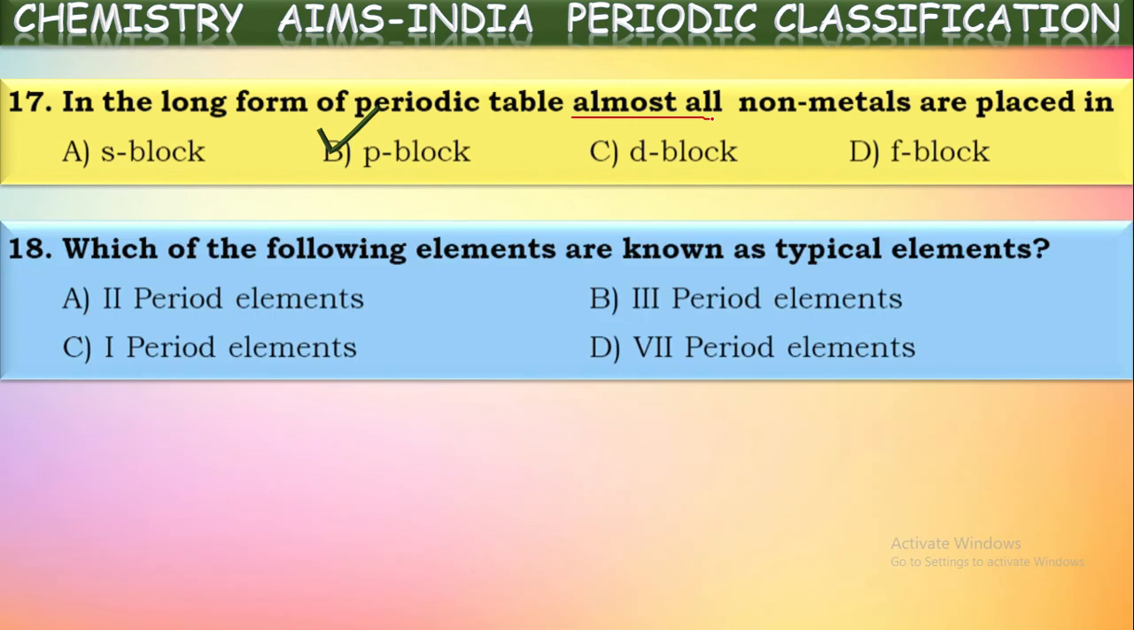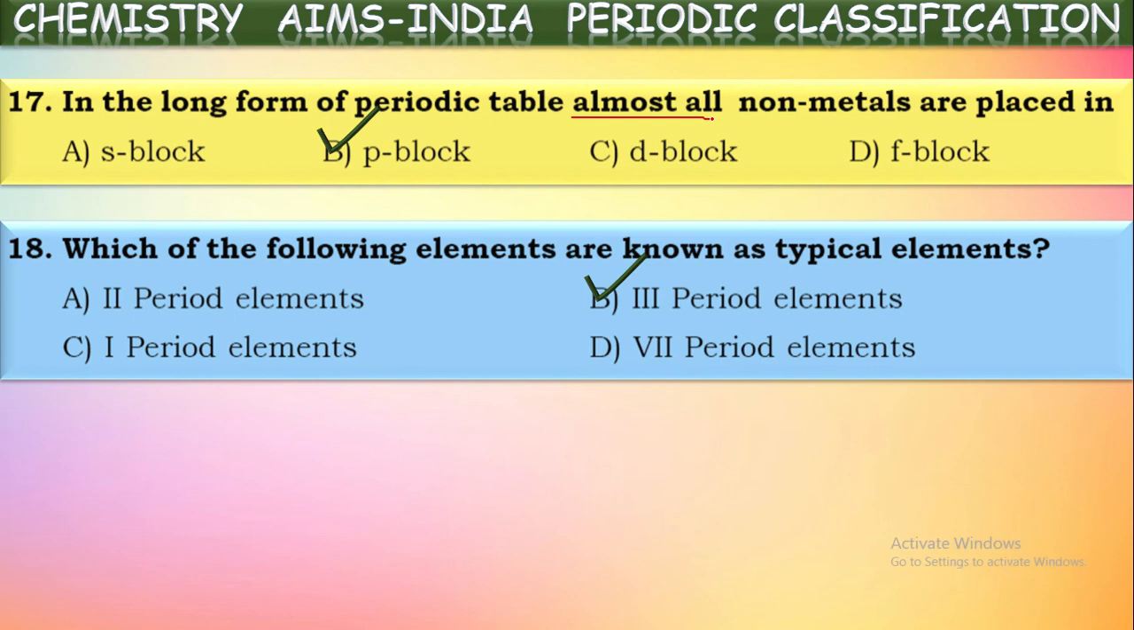Next one. Which of the following elements are known as typical elements? Yes, in the periodic table, third period elements are called typical elements. These period elements will represent the chemical properties of all the elements present in that particular group. That is why these period elements are called typical elements. What are those elements? Yes, we know they are third period elements, sodium to argon.